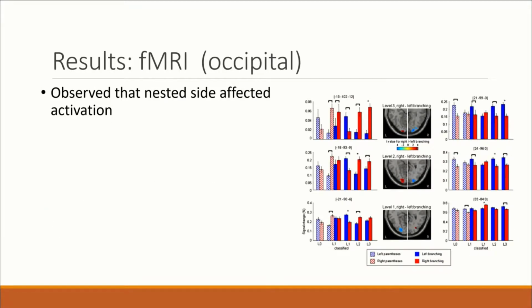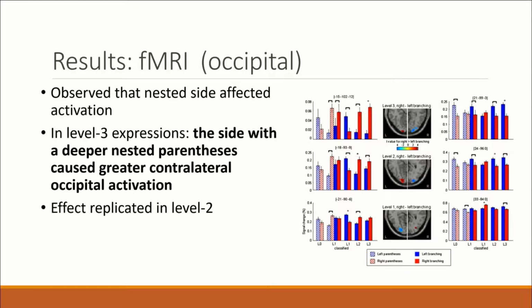The researchers also observed an interesting effect concerning the side of the expression on which the parentheses appeared. This occurred in the level 3 expressions especially, which as a reminder are the expressions that are syntactically complete and have the highest syntactic complexity. Essentially, the side of the expression that the nested parentheses was on induced greater activation in the contralateral side of the brain's occipital pole. That is, a subject viewing a mathematical expression with parentheses nested on the left side would have greater occipital activation in their right hemisphere. The same effect was replicated in level 2 expressions, but not so much in level 1 expressions.